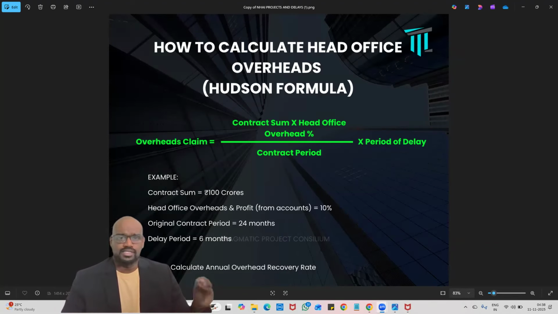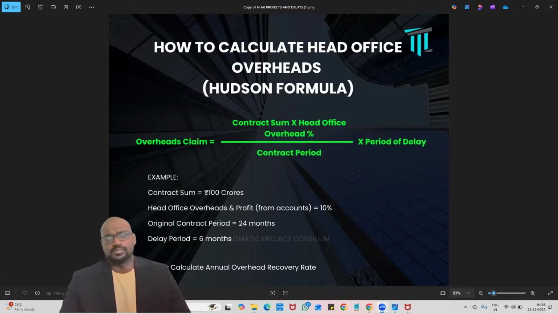Delays are usually divided into two types based on time and cost. Based on time, it is divided into excusable and non-excusable. Based on cost, it is divided into compensable and non-compensable. If the delay is by the contractor himself, then it comes under the non-excusable delay. When it is non-excusable, cost automatically gets cancelled. So when there is no time, there is no cost.